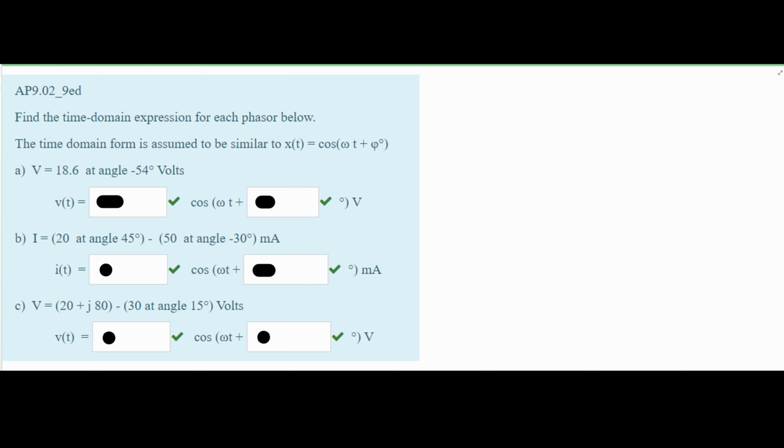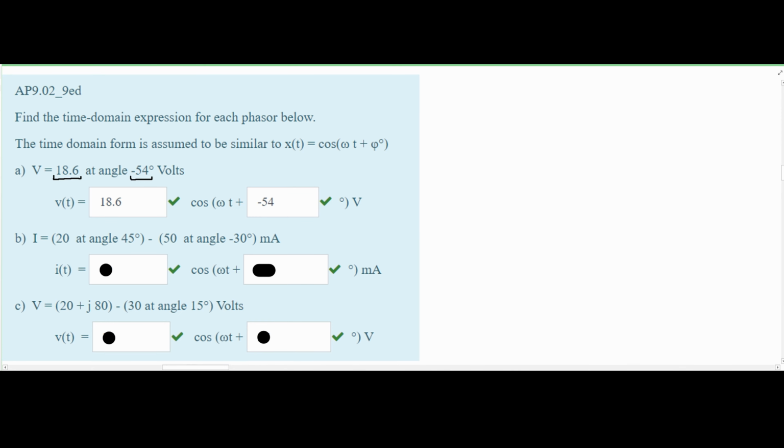Well, we are given the Vmax right here, and then we are given the phase angle right here. We don't have to add it to anything, so this is actually just our answer. It's going to be 18.6 and negative 54, because again, we are given our Vmax and our angle, and there's nothing to change or add.